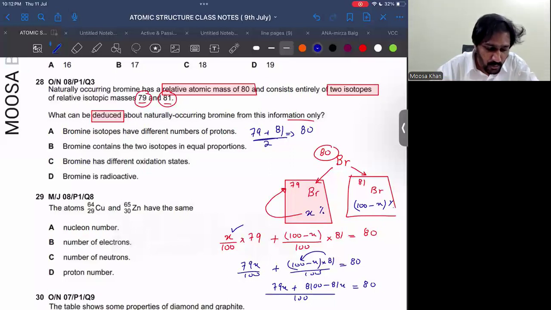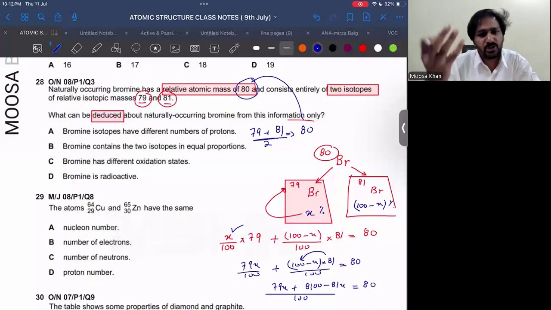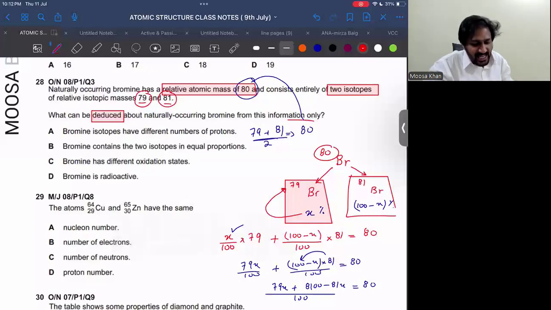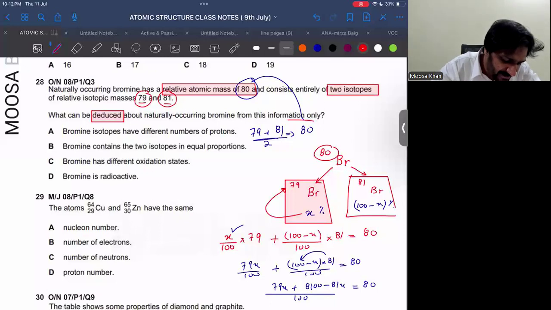So it means on taking the average of the masses of both of the isotopes, if we are getting the value 80, which is the relative atomic mass of bromine, both of the isotopes must be in equal proportions, or they must be in the ratio 1:1 or 50-50. If you see the options, they are saying bromine isotopes have different number of protons. Isotopes ki toh definition hi yahi hai, atoms of the same element having same number of protons. So how can we say they have different number of protons? Woh toh same honge. That's why A is wrong.